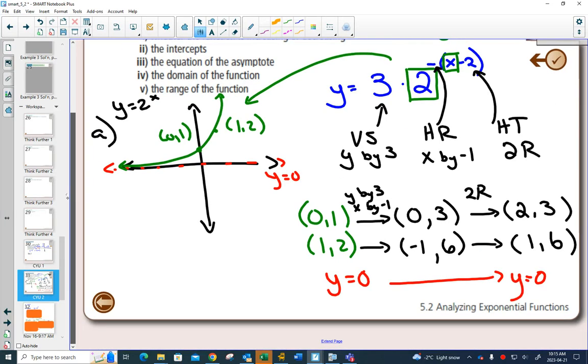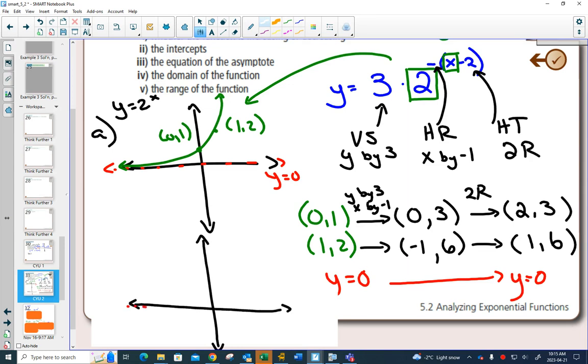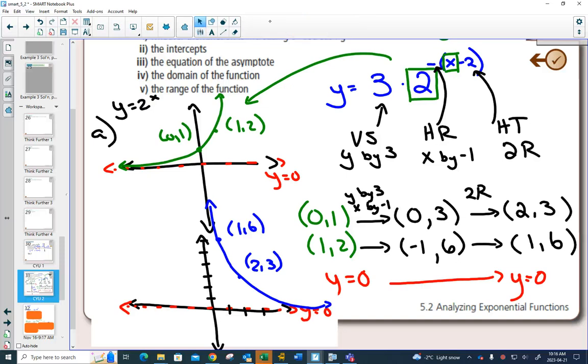To draw our graph now, I'll draw it right here. Beside the other one, we can add our asymptote. It has not changed. It's still at y equals 0. We can plug our points in. We have the point (1, 6) and (2, 3). Connecting those points and going towards the asymptote, this is the shape of my final graph.